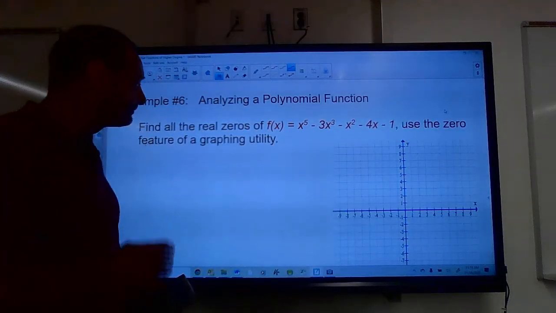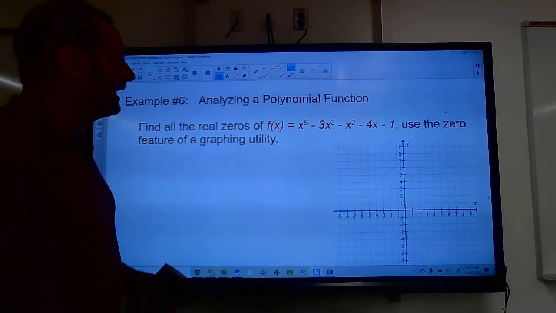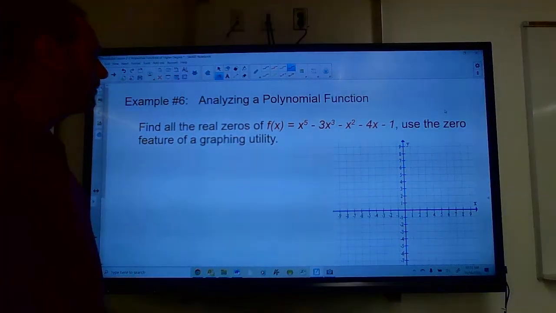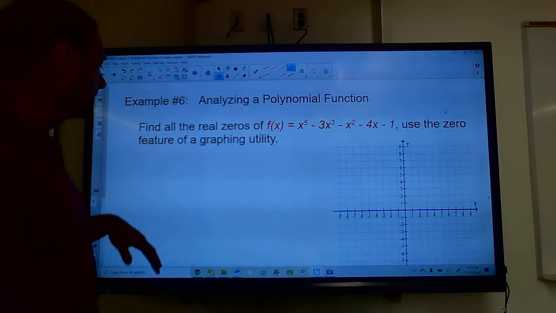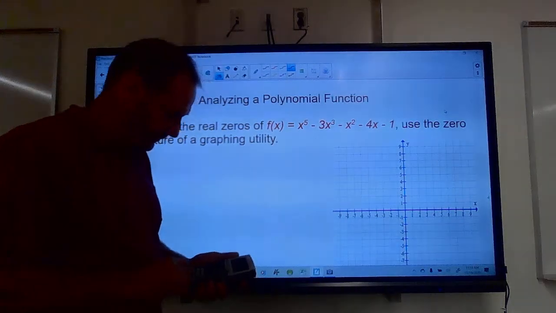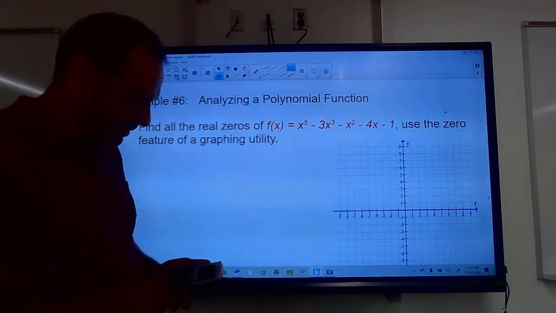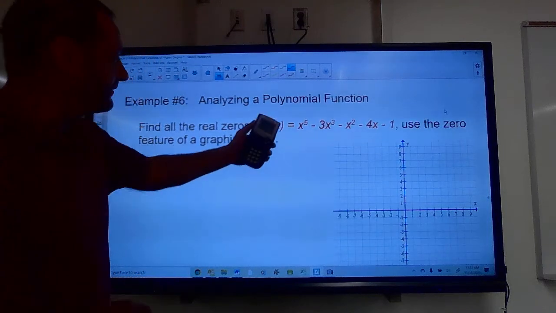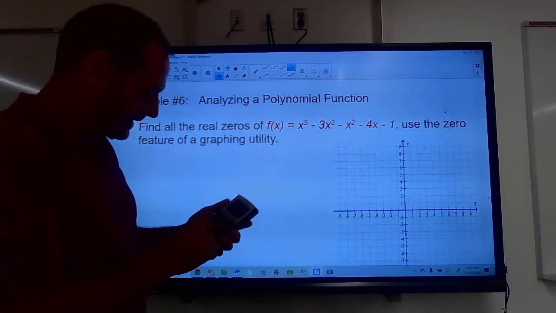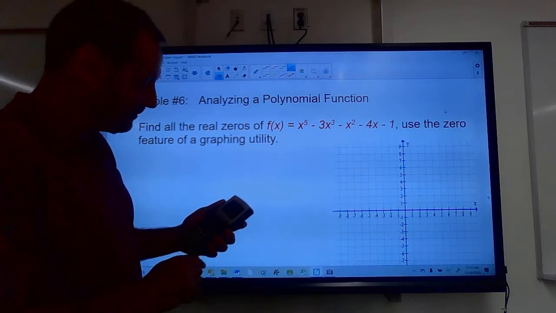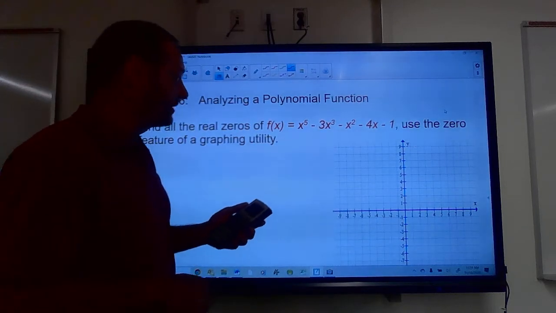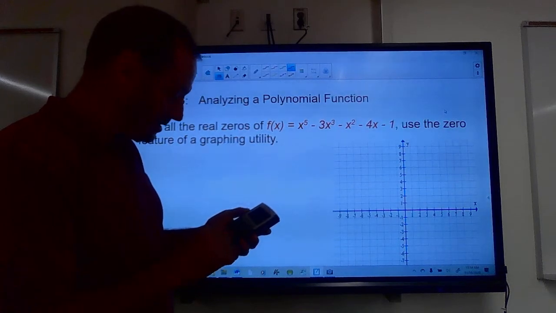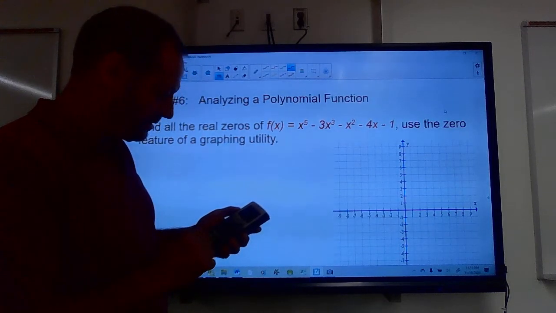Throat was really dry. Okay, so how are we going to do this one? Well, we don't know how to factor this yet. So what we've got to do is use the zero feature on your graphing calculator. On the TI-84, we're going to push y equals, and plug this equation in. So it's going to be x to the 5th. Make sure you push the down arrow out of that, otherwise you put everything up in the power and you get it wrong. Minus 3x to the 3rd.